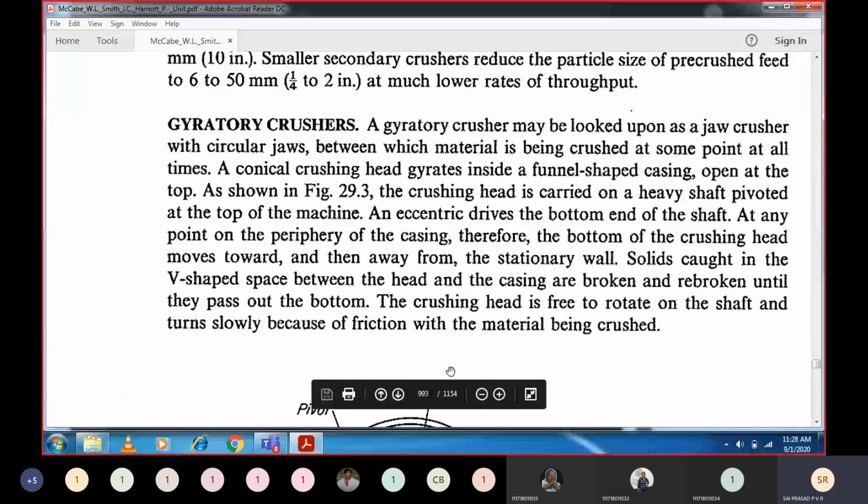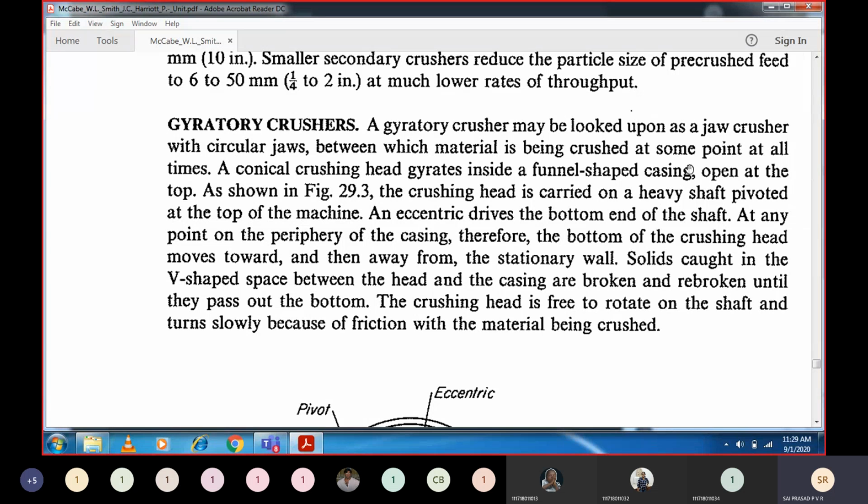Gyratory crusher. A gyratory crusher may be looked upon as a jaw crusher with circular jaws, between which the material is being crushed at some point at all times. Whether it is going this side or that side, crushing will definitely take place, whereas this is not there in the blade type of jaw crusher.